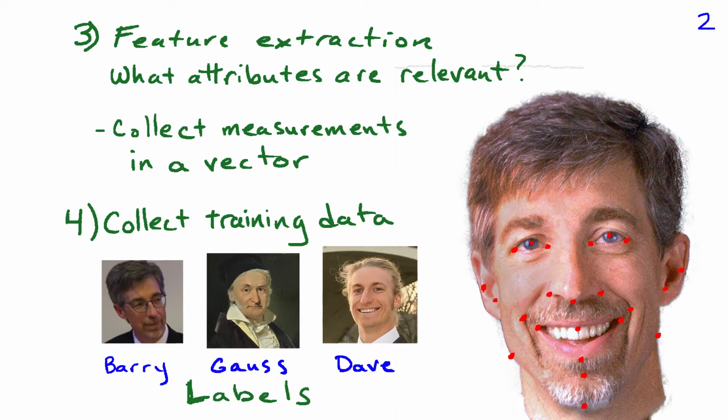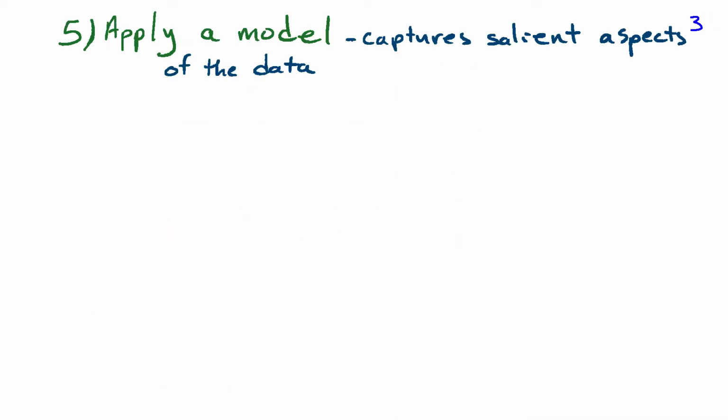So once we extract the features from the data that we've collected, after we've cleaned it up, we're going to identify or collect a set of training data that will allow us to learn from the data what the correct answers are. Now, machine learning is based on use of models. And a model is something that captures the salient or the important aspects of the data with respect to the type of decision we want to make.